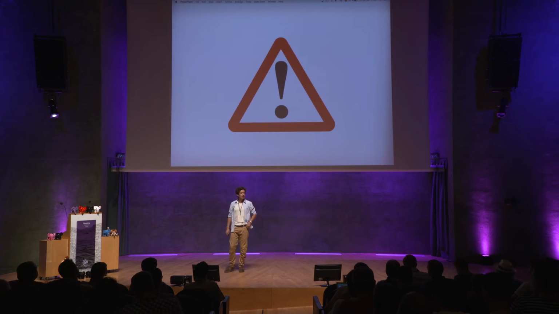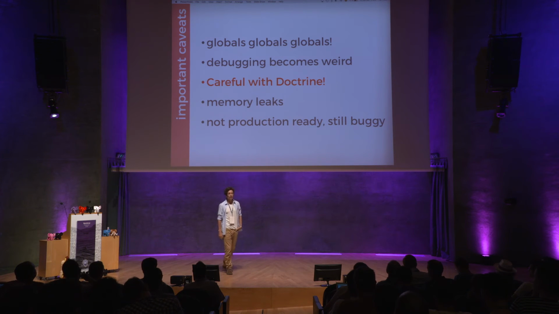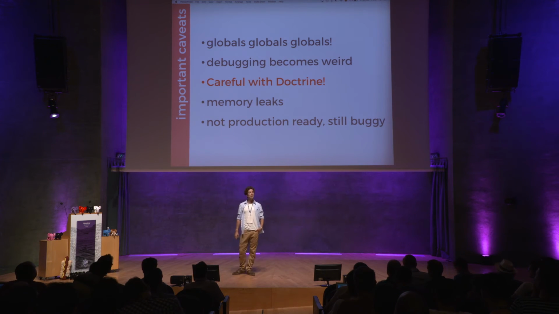But as I said, this comes with some caveats. This is not, let's install PHP-PM in production servers right now. It's not really ready. You have to take care of quite a lot of things. Remember, everything is global now. If you use a global variable out of a class scope, it will persist across requests.